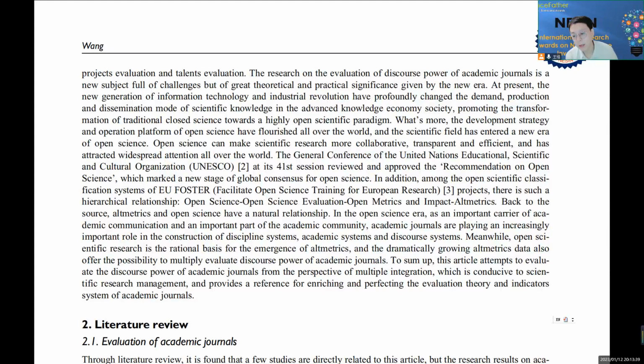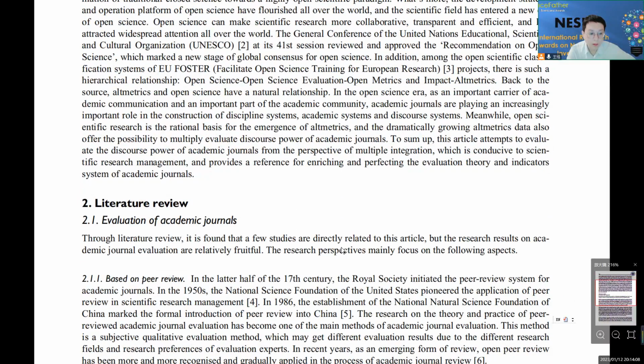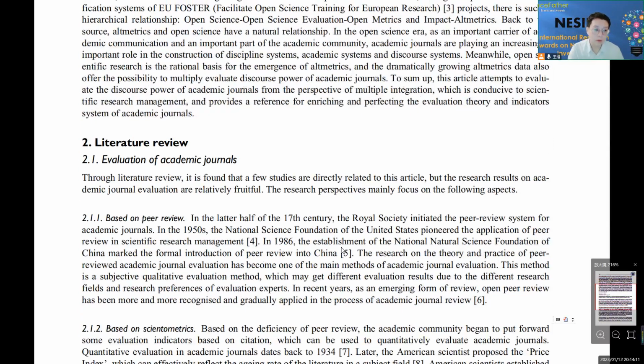To sum up, this paper attempts to evaluate the discourse power of academic journals from the perspective of multi-integration, which is conducive to scientific research management and provides a reference for enriching and perfecting the evaluation theory and the indicator system of academic journals. So the second part is the literature review. We put the following parts.